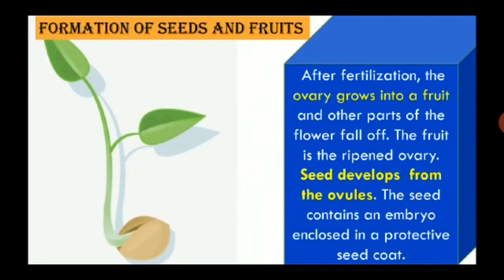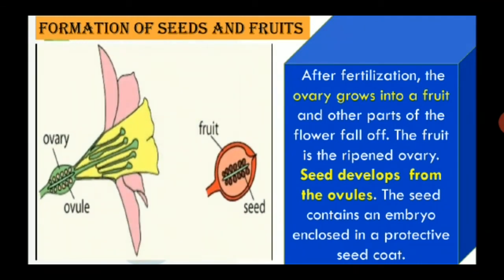Now children, let us discuss about formation of seeds and fruit. After fertilization, the ovary grows into a fruit and other parts of the flower fall off. The fruit is ripened ovary. Seed develops from the ovule. The seed contains an embryo enclosed in a protective seed coat. Here you can see in the picture, the ovary of the flower swells and develops to form the fruit. The ovules present in an ovary grow to become seed. Seed contains embryo. Embryo means baby plant.